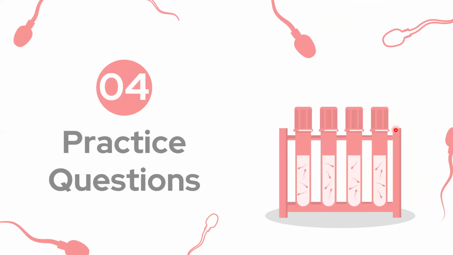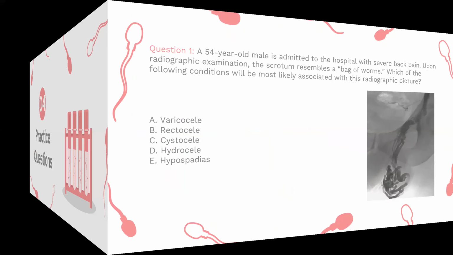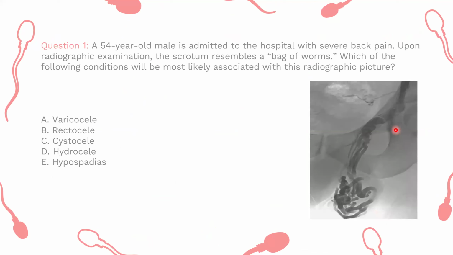We'll move on to our last section, which is the practice questions. I tried my best to include something about almost every point that we've mentioned. Our first question is a 54-year-old male that is admitted to the hospital with severe back pain. Upon radiographic examination, the scrotum resembles a bag of worms. Which of the following conditions will be most likely associated with this radiographic picture? Varicocele, rectocele, cystocele, hydrocele, and hypospadias. What do you guys think?